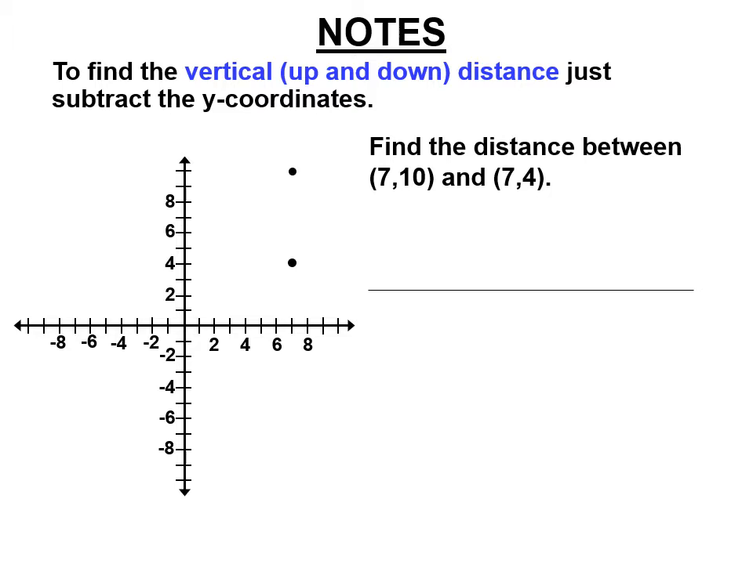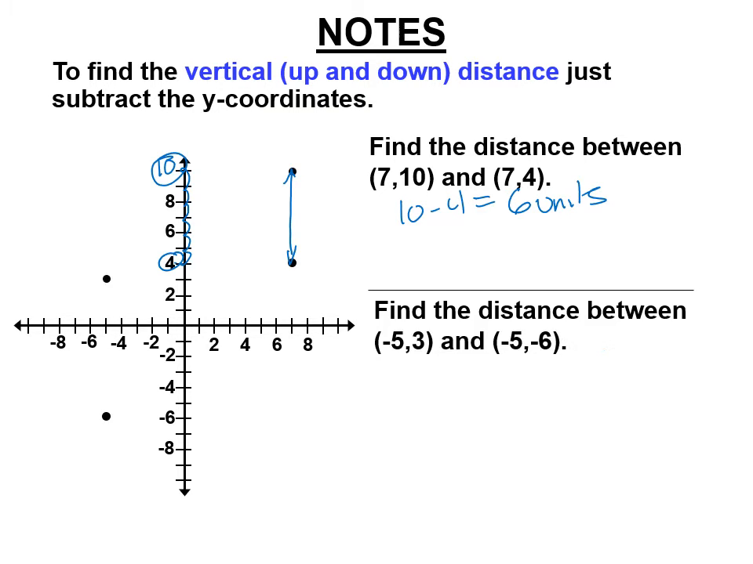All right, vertical distances. If you subtract the x coordinates for horizontal distances, what do you subtract for vertical distances? Well, you subtract the y. So the x's are the same here. The y's are 10 minus 4. This is 6 units long. That's because it goes from 4 to 10: 1, 2, 3, 4, 5, 6. It's 6 units long. And find this vertical distance, please.